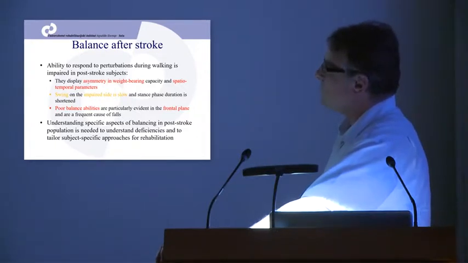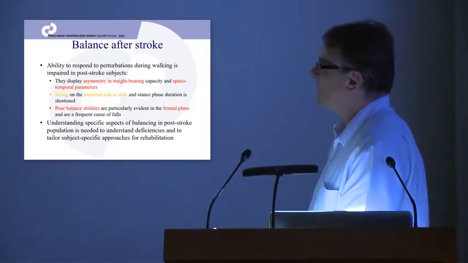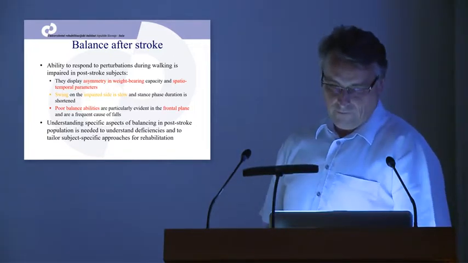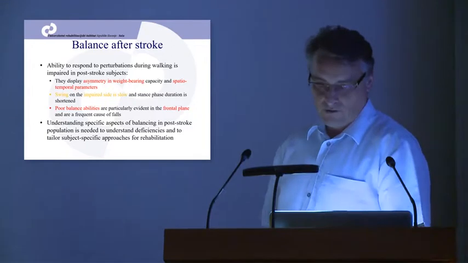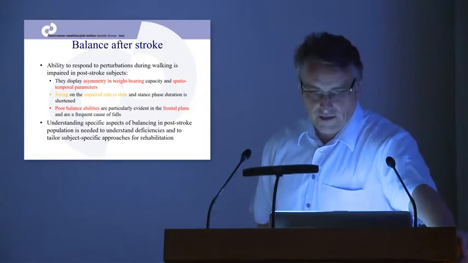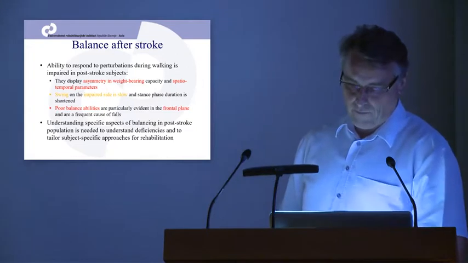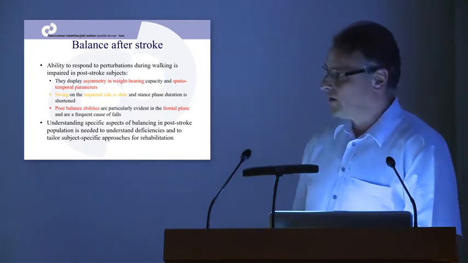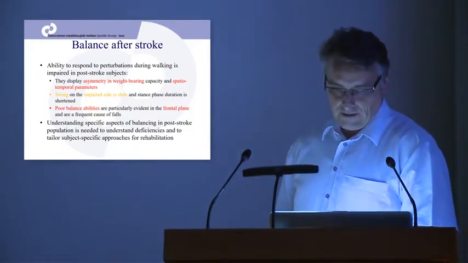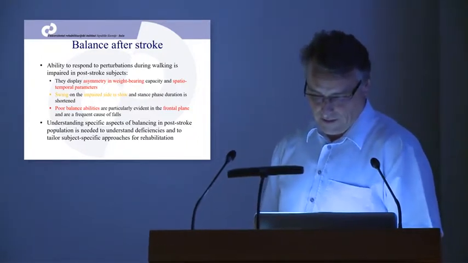I will now move to the balance after stroke, because stroke is the largest population in need of efficient rehabilitation. If we think about the different impairments or difficulties that post-stroke subjects face after rehabilitation, there is pronounced asymmetry in weight bearing, and the spatiotemporal parameters are also quite asymmetric. Swing at the impaired side is slow, and there are poor balancing abilities.